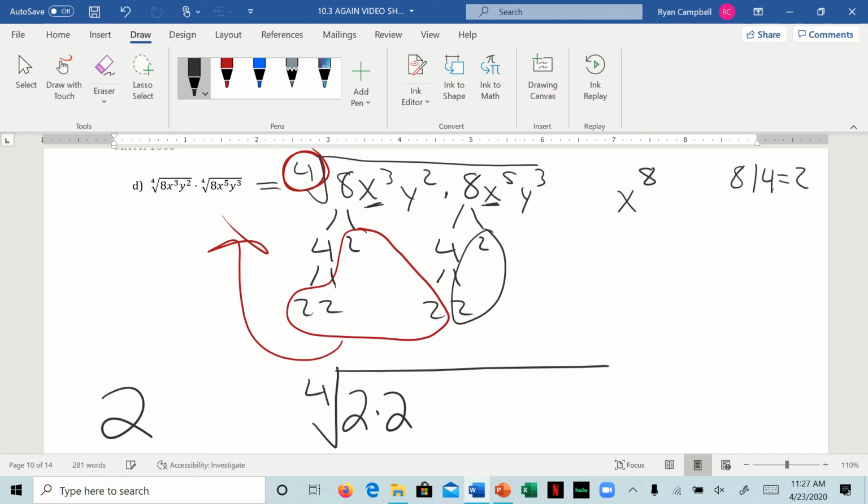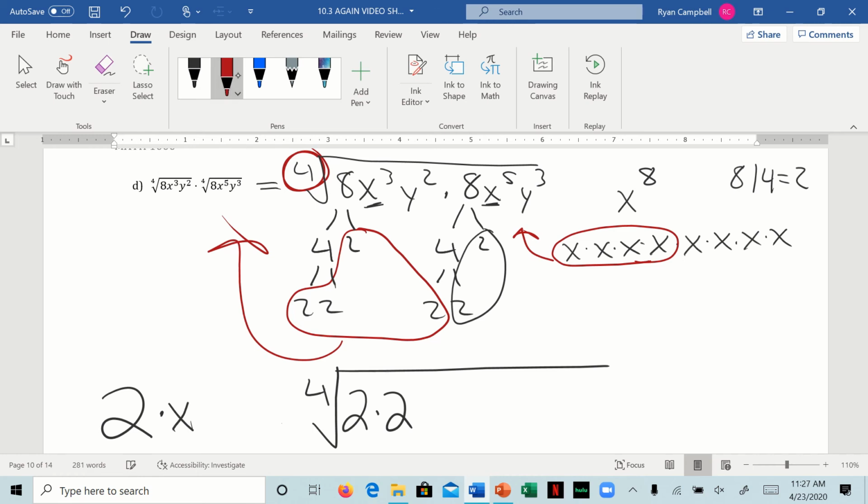But if you want to actually see it, that means we're going to multiply x by itself 8 times. So 1, 2, 3, 4, 5, 6, 7, 8. So here's one group of 4 x's. So an x will come out. And another group of 4 x's. So an x will come out. Or, notice this is going to be x squared. That will be 2 of them.